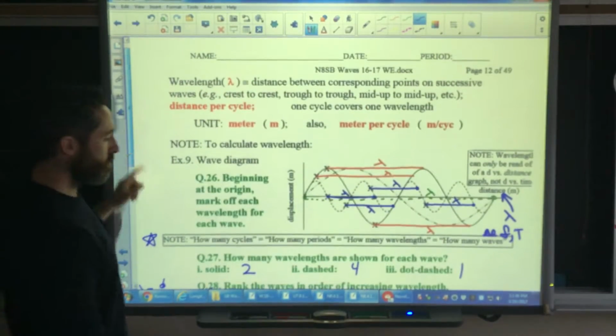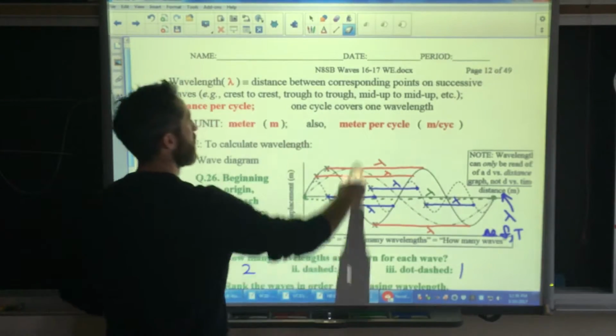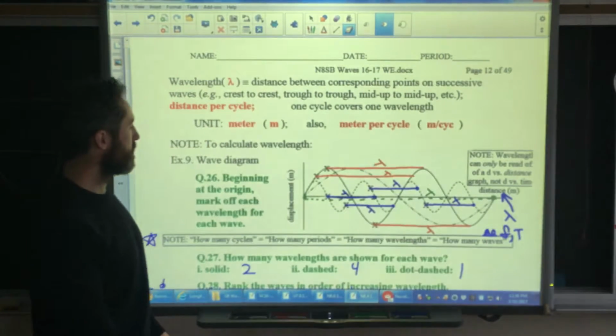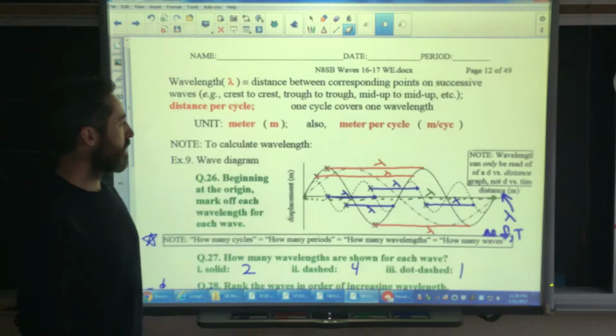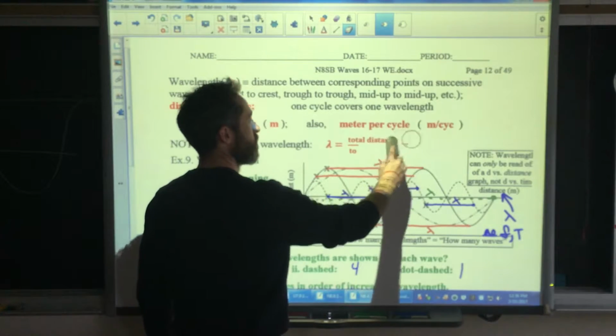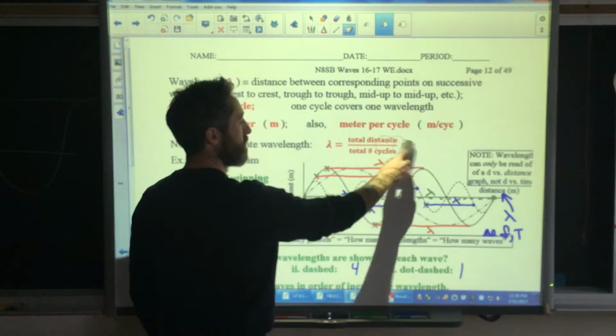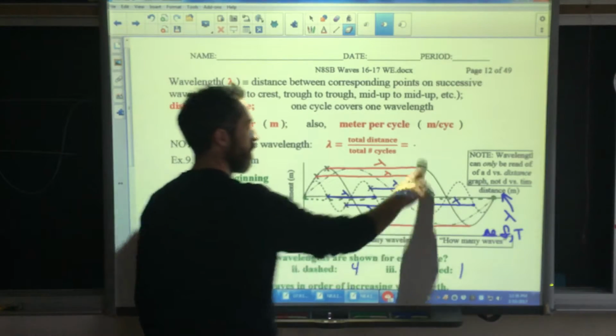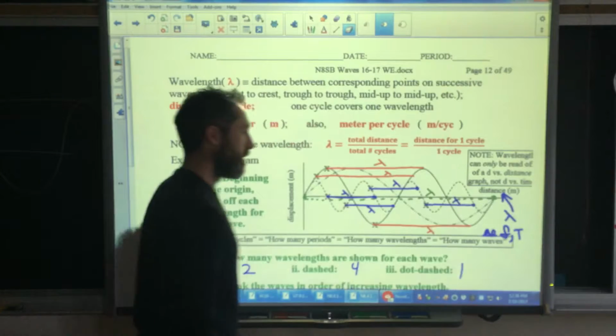Oh, we also neglected to write down, though I'm sure you'll be able to solve it with what we did, the full wavelength calculation. Yes, it's distance per cycle, but here you can take the total distance and divide by the total number of cycles, or the distance for one divided by, well, just one.